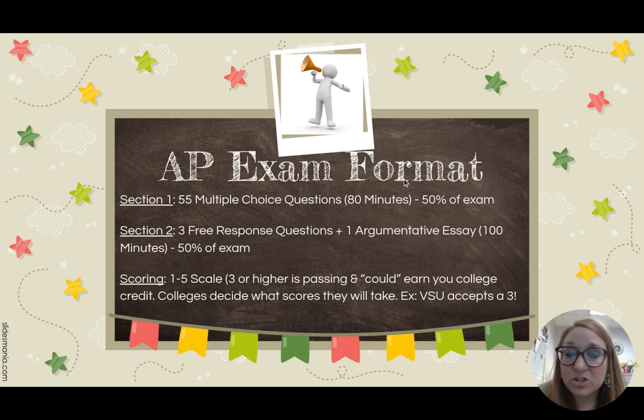The other section of the test, the other half, worth 50%, is what we call FRQs, or free response questions. Students have 4 free response questions they have to answer. The first 3 are more short response. The first one will give them a scenario they've never heard of, and they have to apply their learning to it. The second one is usually some kind of data that they have to interpret. And then the third one is a Supreme Court question.